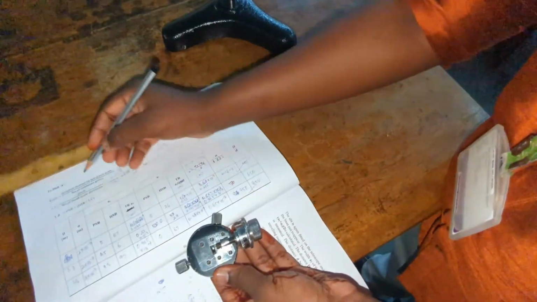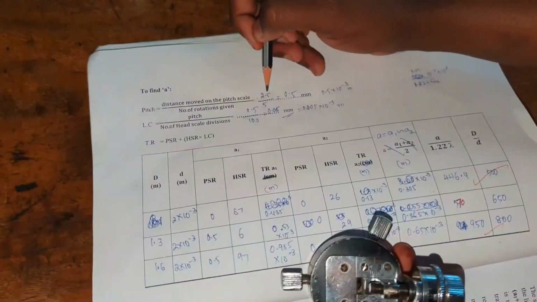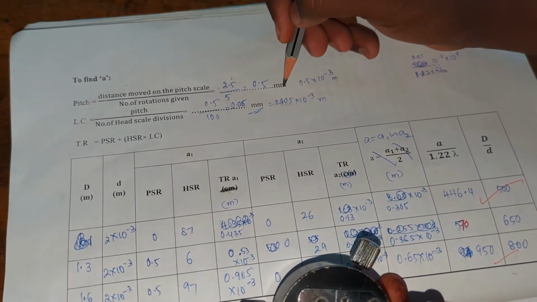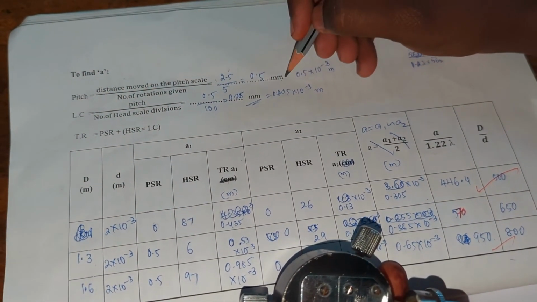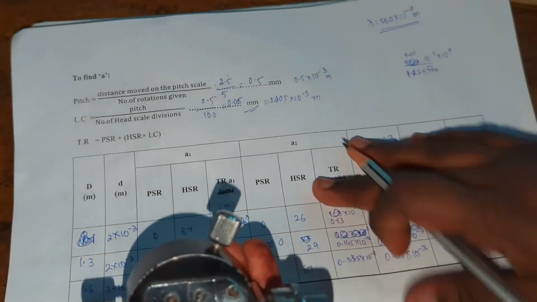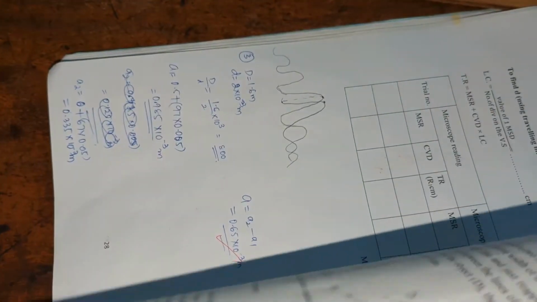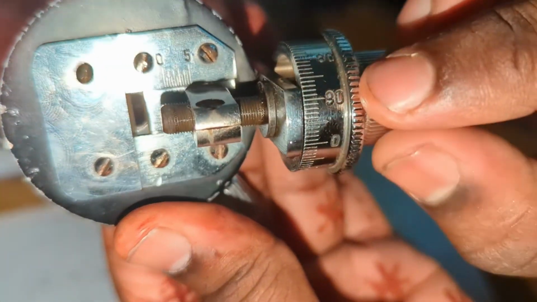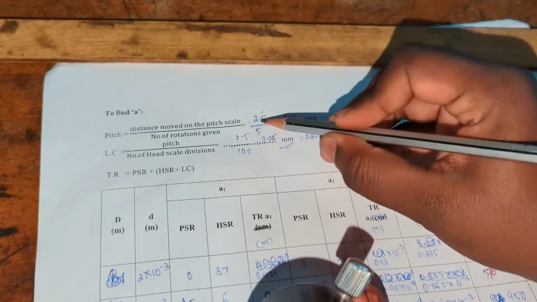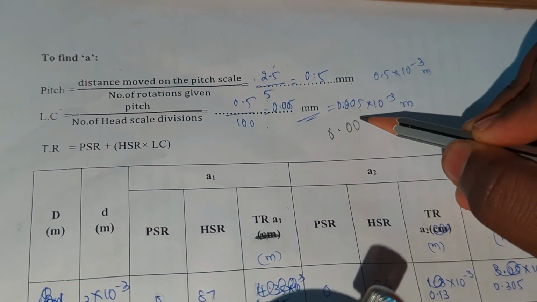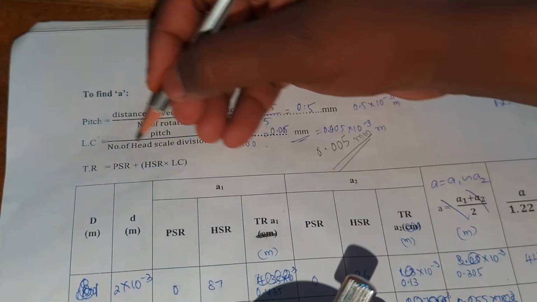So now we can write. The distance moved on the pitch scale is 2.5, and we have given a total of 5 rotations. So the pitch is going to be 0.5 mm, because it's in millimeters. Now the least count will be nothing but the pitch divided by the total number of head scale divisions. The total number of head scale divisions here is, as you can see, 100. So 0.5 divided by 100 gives 0.005 millimeter. This is the least count.